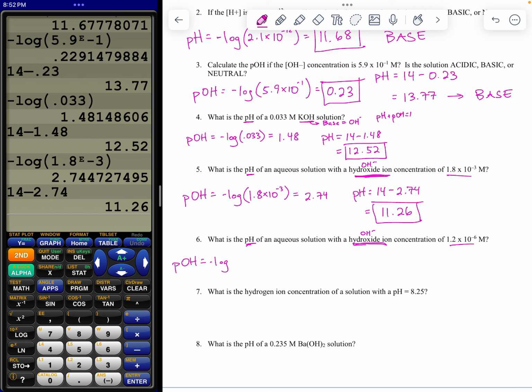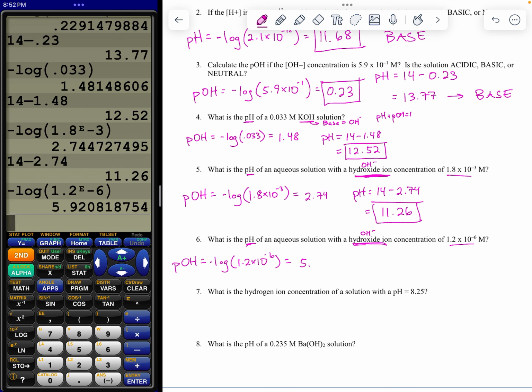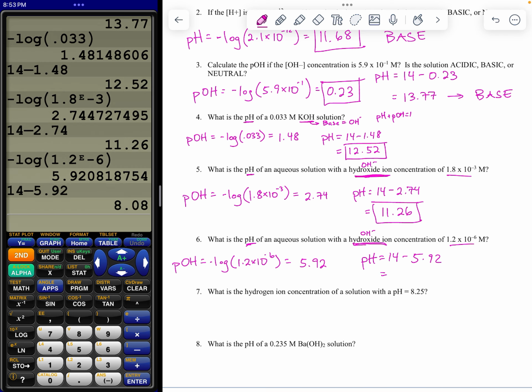Negative log of 1.2 times 10 to the negative 6 gives us 5.92 as the pOH, and to find pH, we just take that value and subtract it. 14 minus 5.92 gives us a pH of 8.08. So still basic, weak base, not strong.